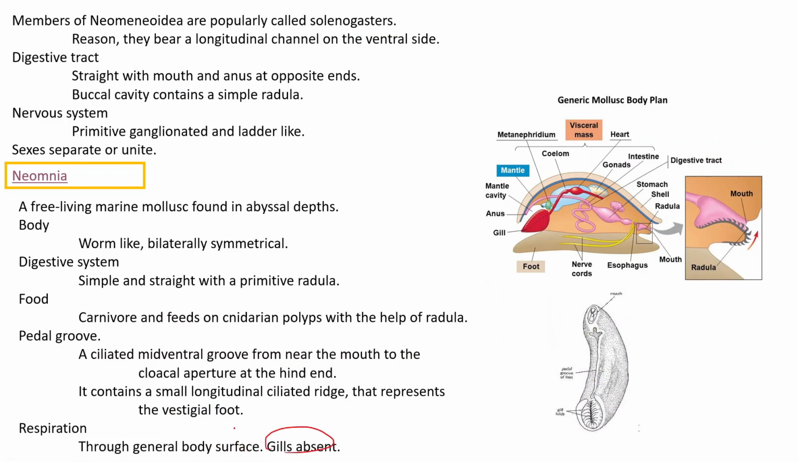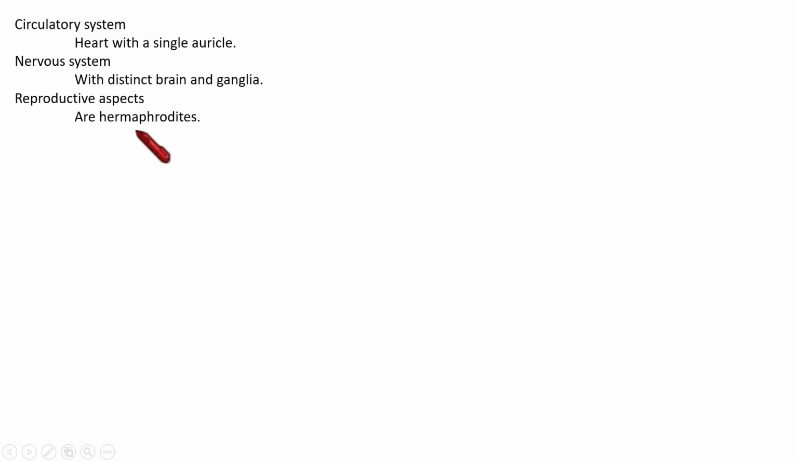Gills are absent here. There are no lungs too. Then the circulatory system is open type. Then the heart is present with a single auricle because it's a primitive type. Nervous system with a distinct brain and paired ganglia. Reproductive aspects: they are hermaphrodites. I already told you in the general features that gonochoric and hermaphrodite forms are also present in this class.